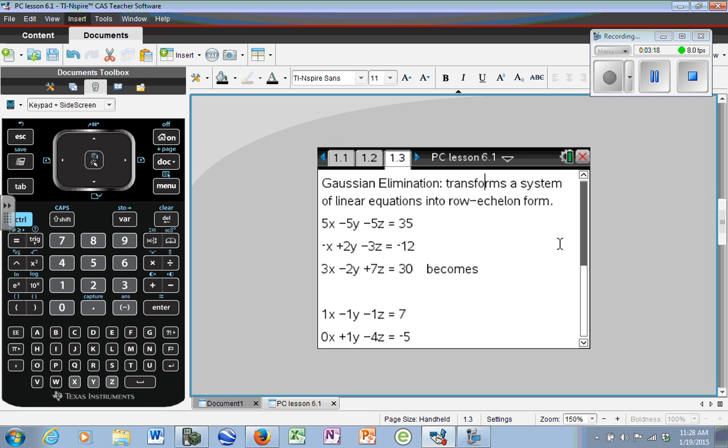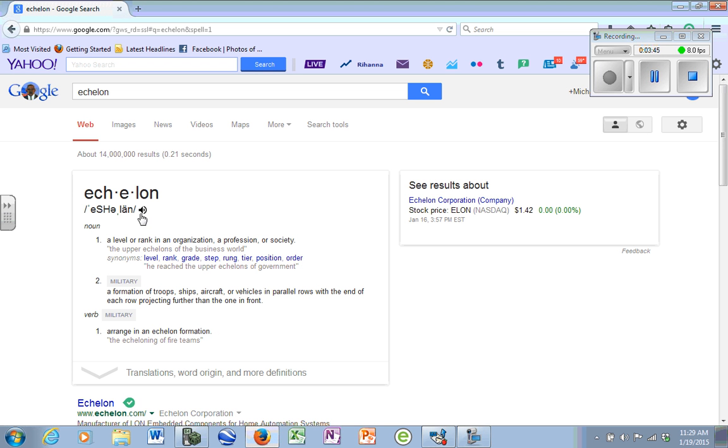Okay, so the first one is Gaussian elimination. That's the first process that we can use in order to simplify one of these systems of equations. We'll start with one that has three equations to it. We're going to transform a system of linear equations into something called row echelon form. What's an echelon? I want to show you I'm pronouncing it correctly, and an example here just from the dictionary. Okay, here's how you say it. Echelon. Right, of course, that's what I said.